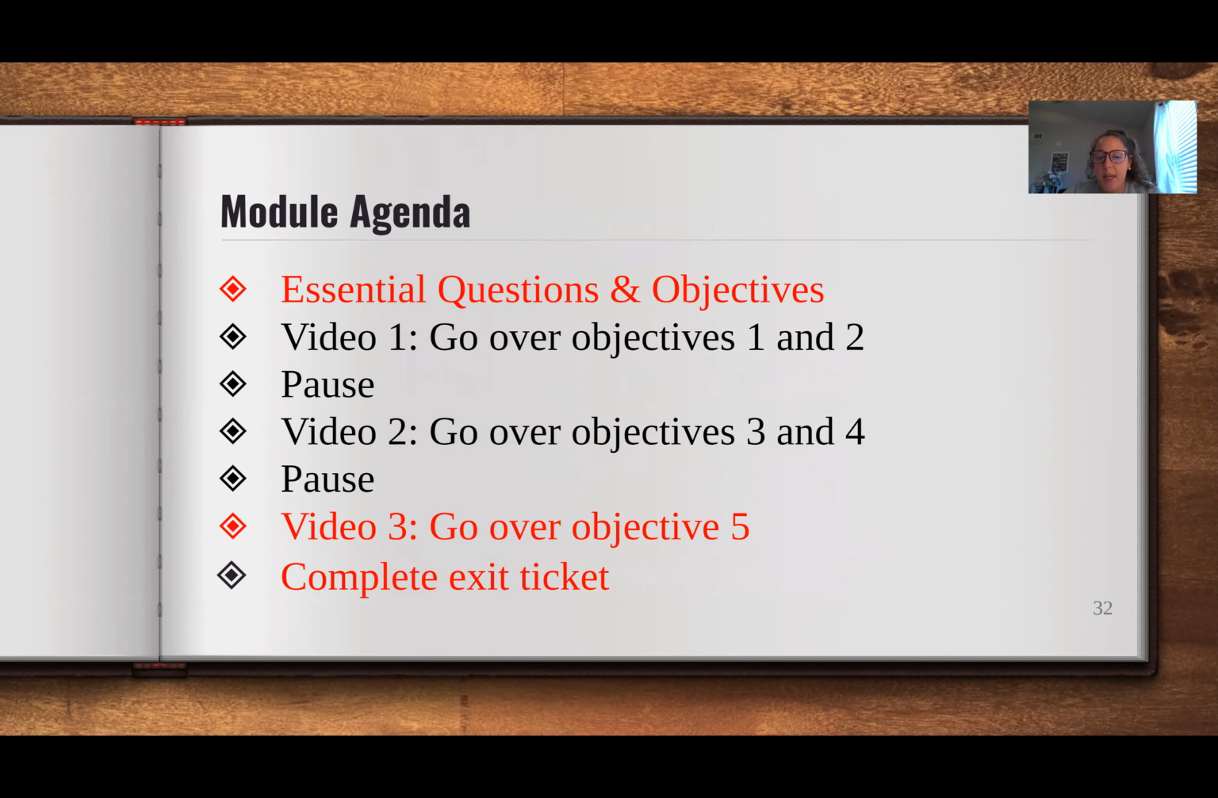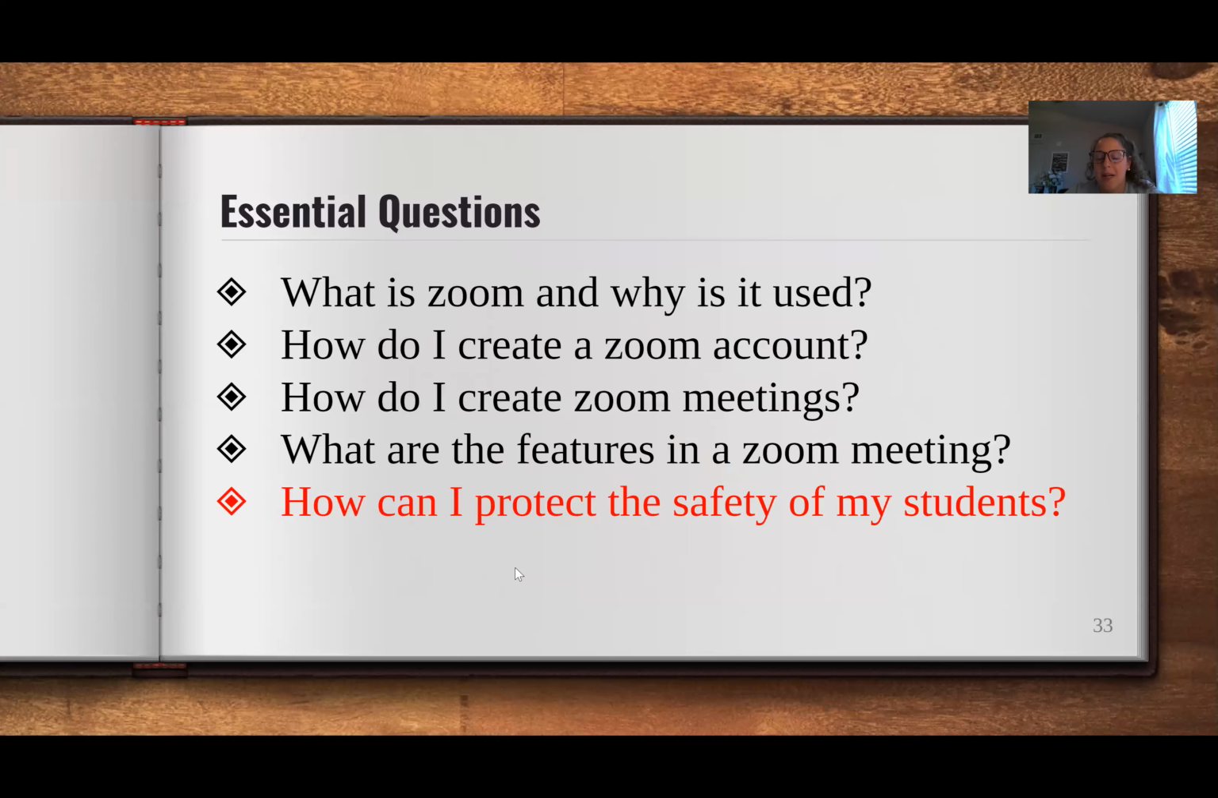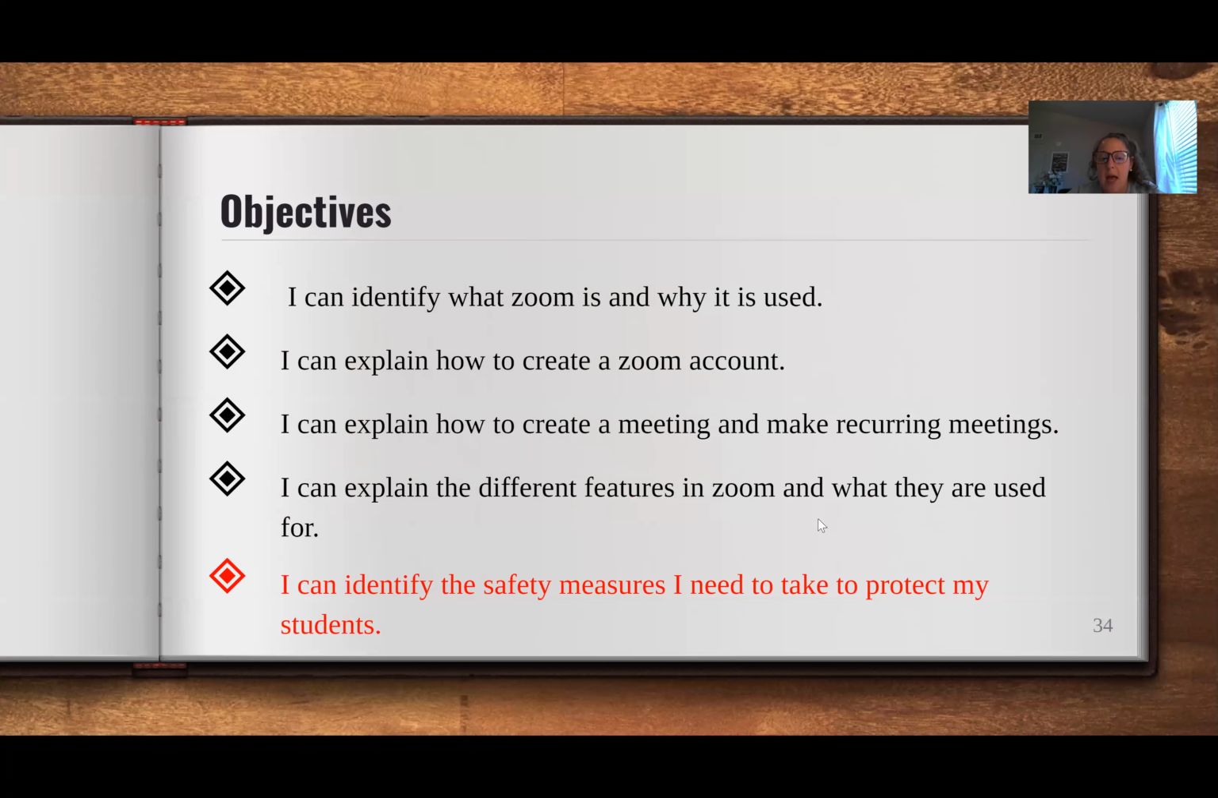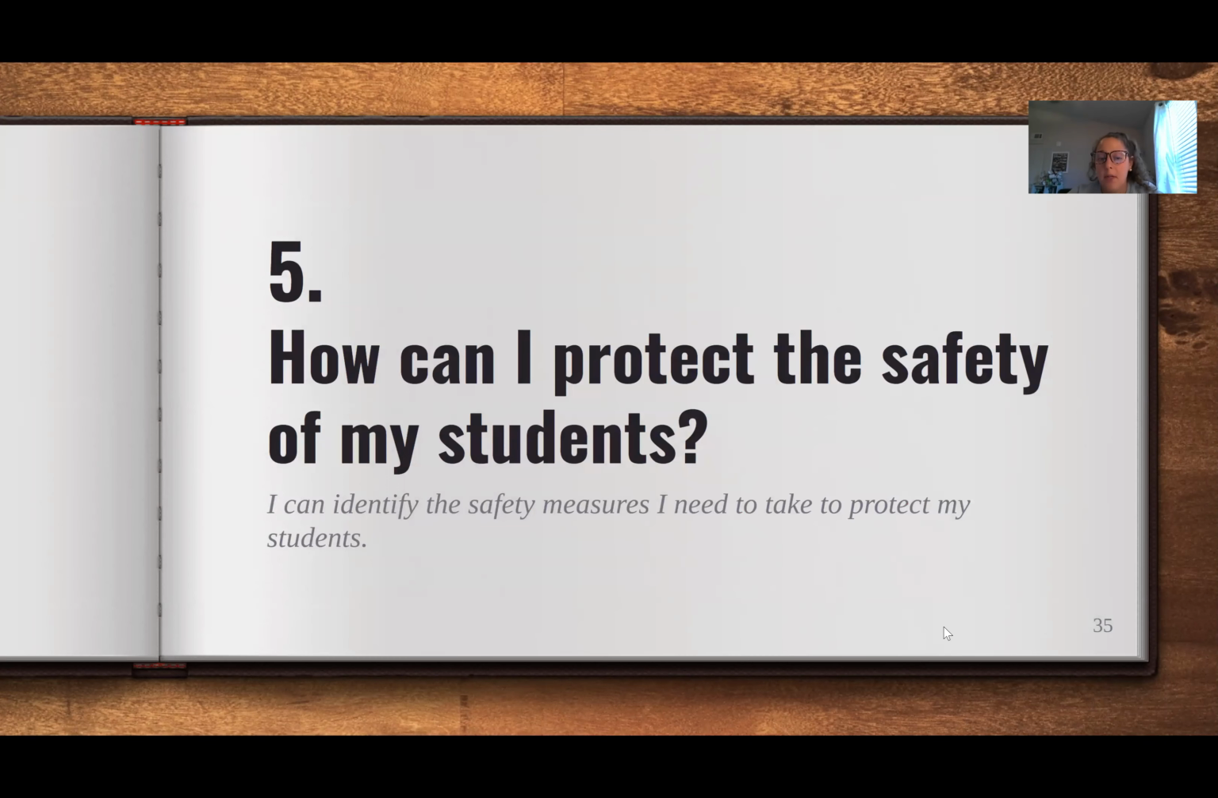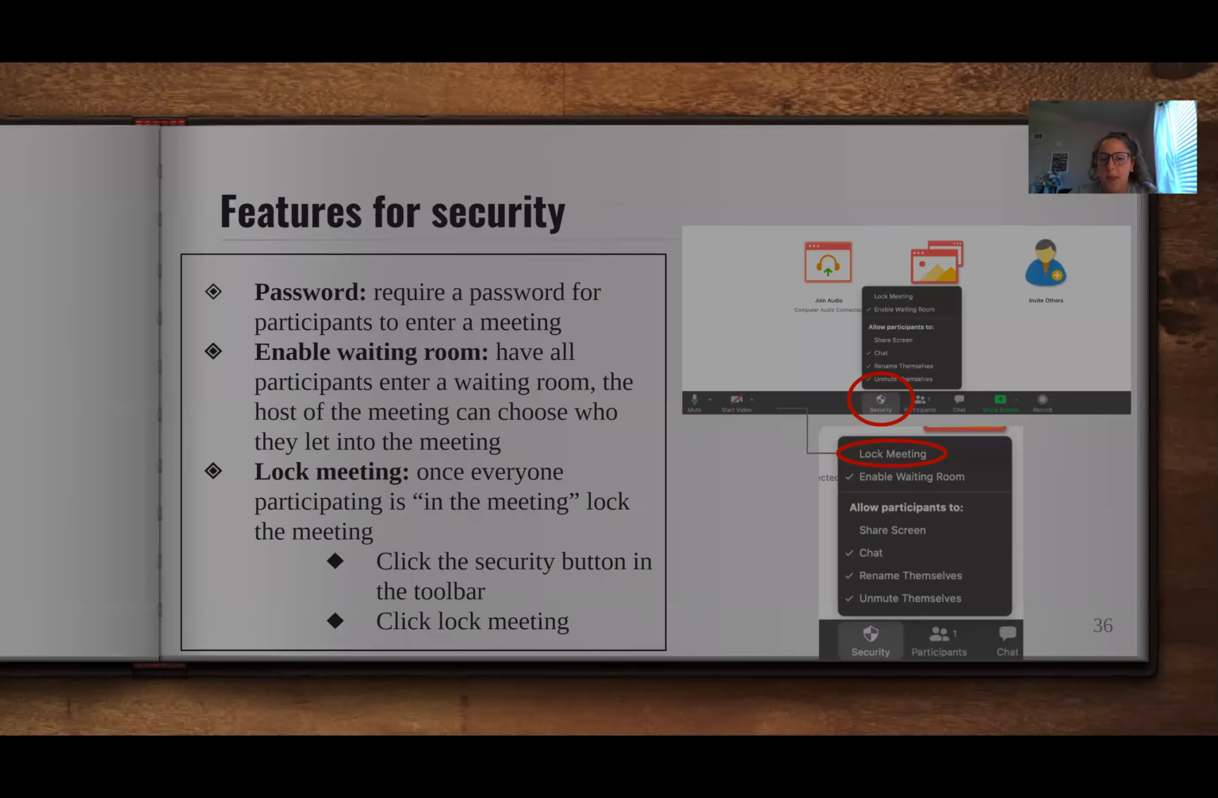So for this last video, we're going to go over our last essential question and objective, which is objective 5. And then after this video, you're going to complete an exit ticket. The essential question we're going to focus on is, how can I protect the safety of my students? And the objective that matches our question is, I can identify the safety measures I need to take to protect my students. So how can I protect the safety of my students?